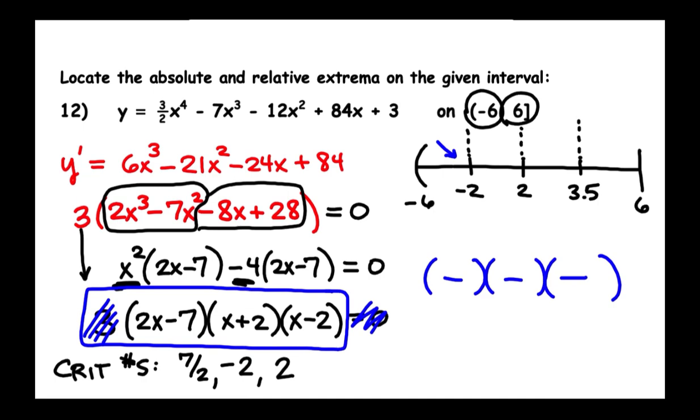If you plug a 0 in, the first parentheses will still be negative, negative 7. You'll have a 0 plus 2 in the middle, and a 0 minus 2 on the third one. That's going to be rising, because it'll be a first derivative that's positive.